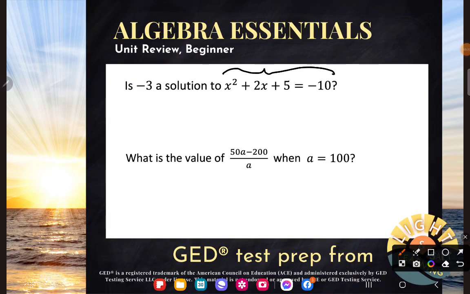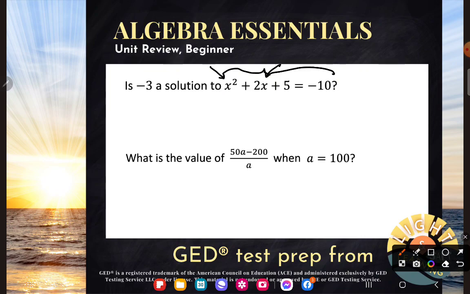X squared plus 2x plus 5, where I have both an x squared term and an x term, is called a quadratic equation, and it takes more methods than we've learned in order to solve it. Now, if you're at the beginning level, we haven't done this skill, this unit. However, even if you don't know how to solve this, you still know how to test solutions. So you can do that using your answers from the multiple choice. Just plug them in and see what happens.